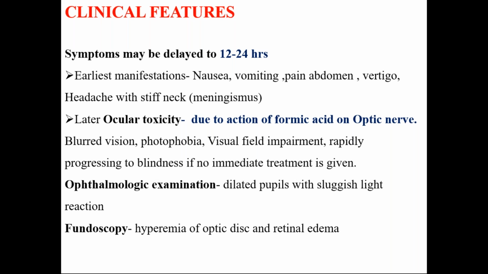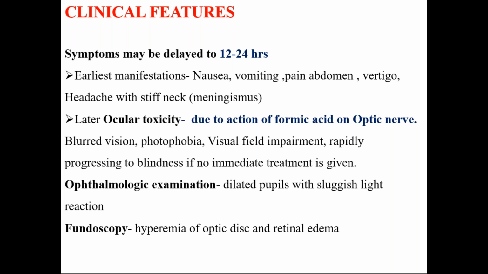Later, we have ocular toxicity due to the action of formic acid on the optic nerve. The patient will experience blurred vision. There can be photophobia, meaning he cannot tolerate excessive light. There is visual field impairment, rapidly progressing to blindness if no immediate treatment is given. Ocular toxicity is mostly because of the formic acid action on the optic nerve, and it is a late feature.